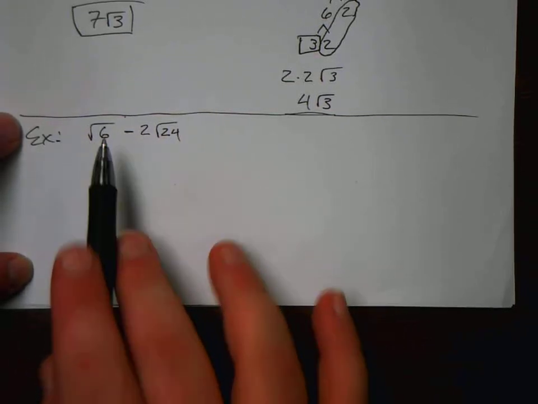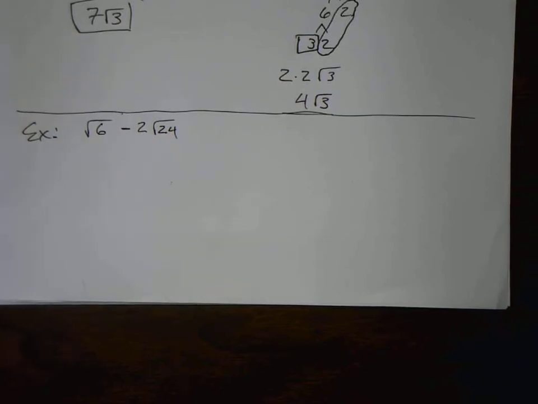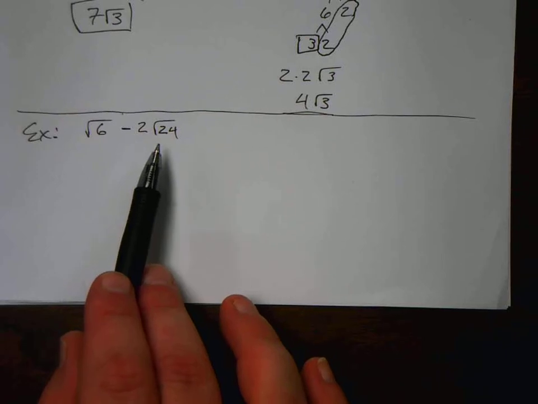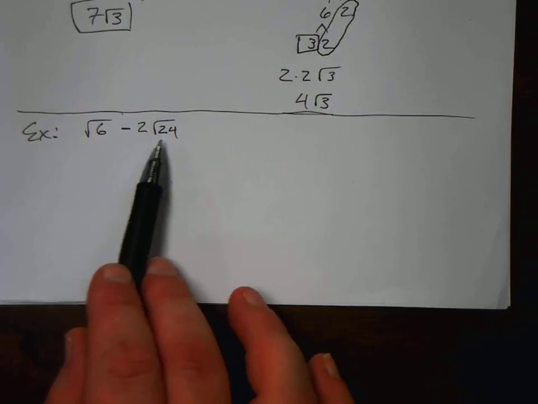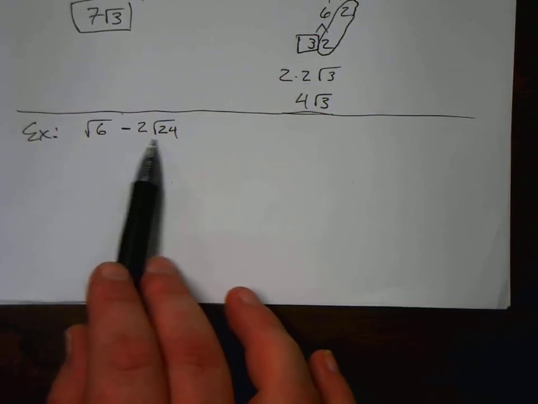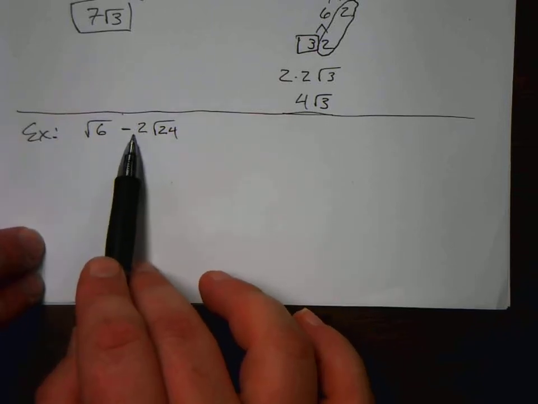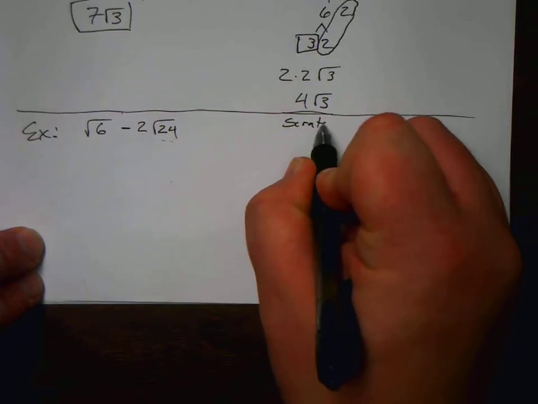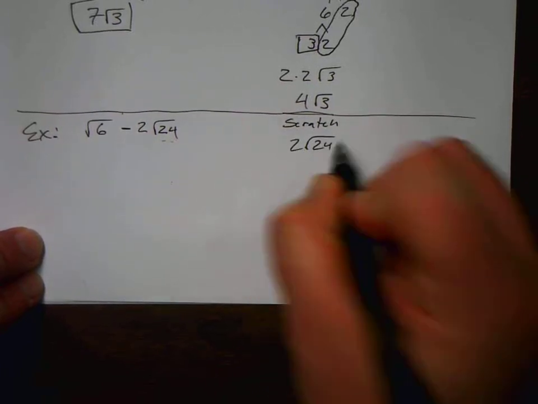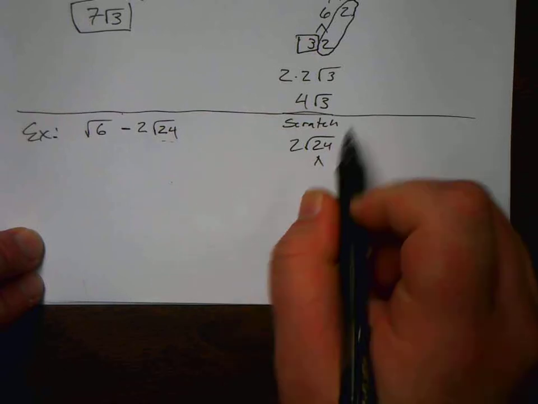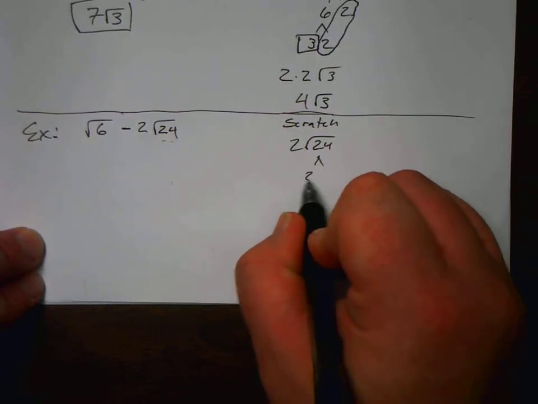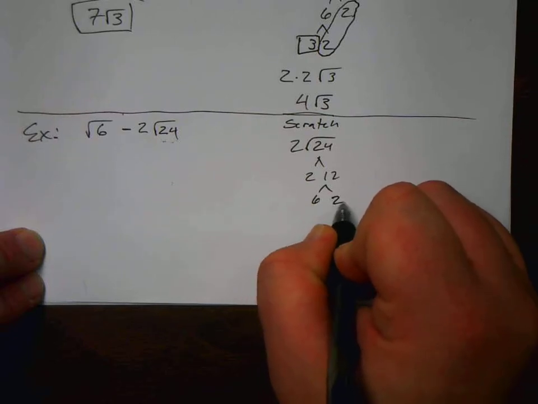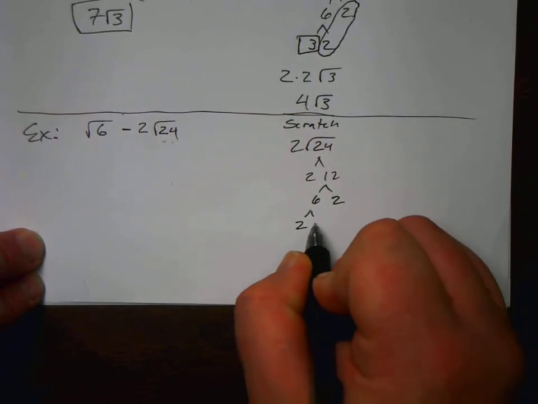All right, so the square root of 6, I know I cannot mold or mend. I can't mold that in any way. Then I look at the square root of 24. I know there are factors of 24 that I can work with here. So I'm going to take just the 2 square roots of 24 over here to my scratch work. Now I want to break down 24. I end up with 2 and 12. I get 6 and 2, and 2 and 3.